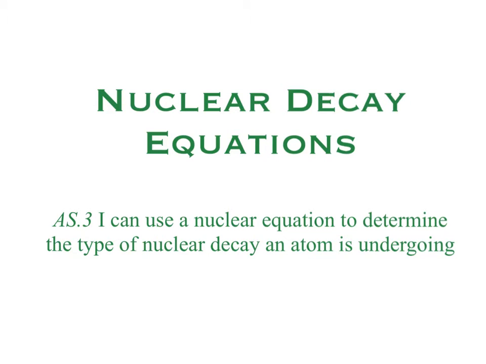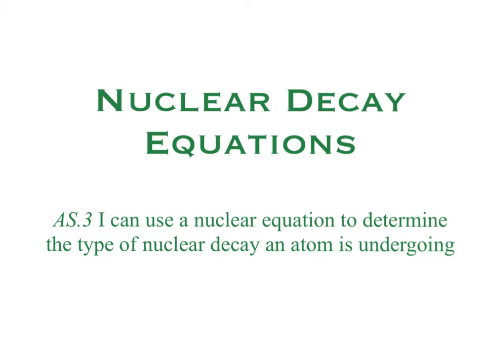Alright everyone, we're going to focus on nuclear decay equations. So we know that there are atoms that have to change their nucleus so they become more stable. And we're going to look at those equations and how they do that, and the different types of decay they can go through. So this video lesson focuses on content standard AS3, using those nuclear equations to determine the type of nuclear decay an atom is undergoing.